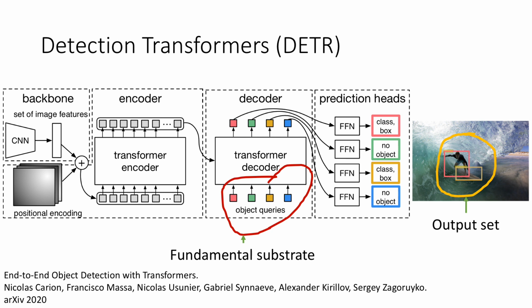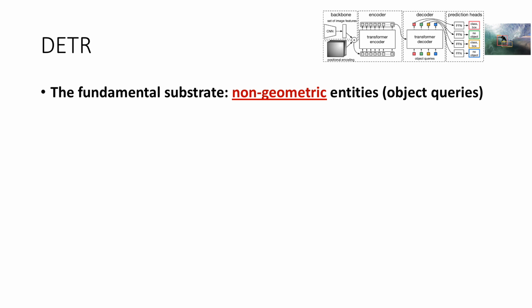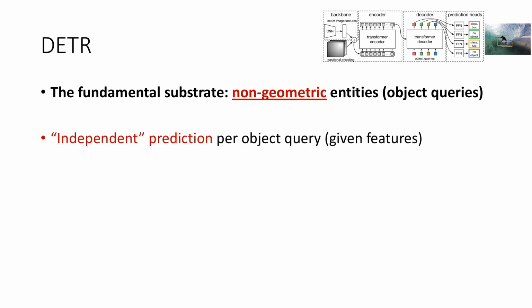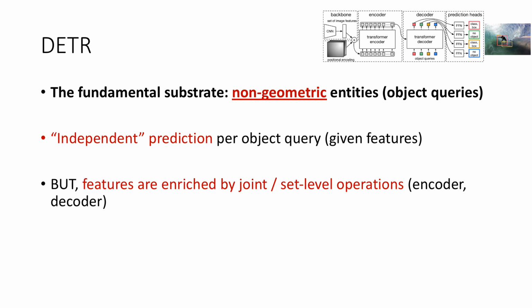Because the model produces the output set directly, rather than relying on defining a classification and regression problem on quantized boxes, it avoids the label assignment heuristics that we discussed earlier. Different from the classical approach, DETR does not follow the quantize and regress paradigm. Instead, it operates directly on a set of entities that do not have prior geometric meaning, though through the process of learning, they may develop a learned geometric meaning. DETR, like classical approaches, does make independent predictions for each object query. However, the transformer is a permutation invariant set-level operator that enriches the object query features with enough information such that non-maximum suppression can be learned.